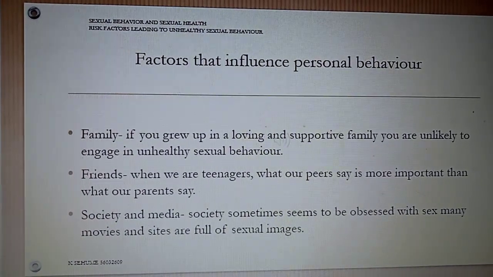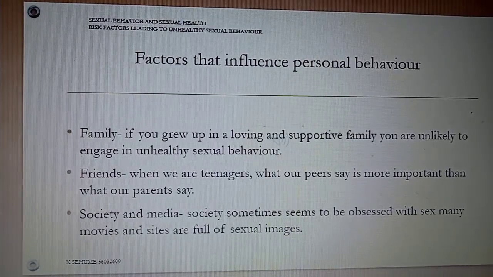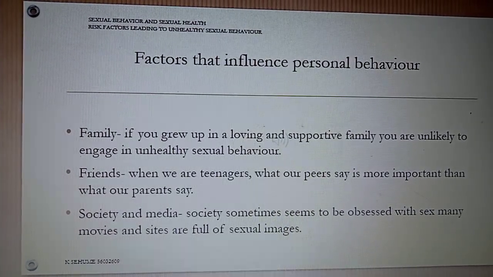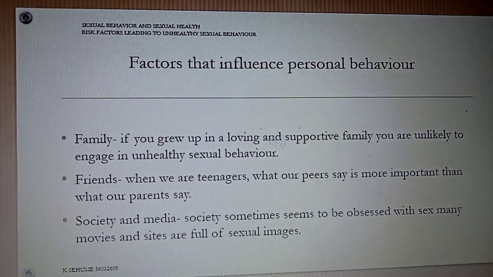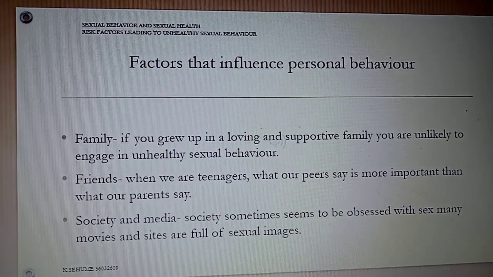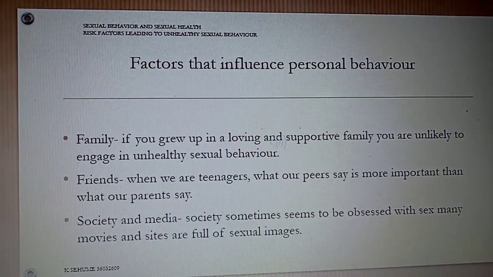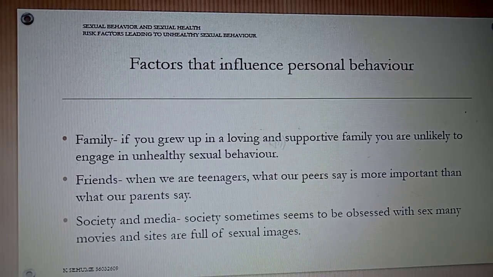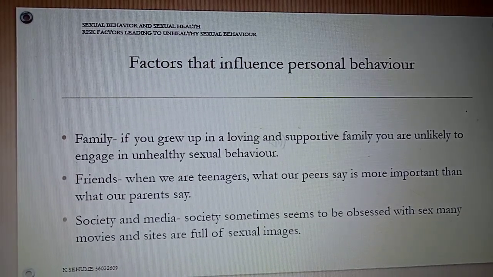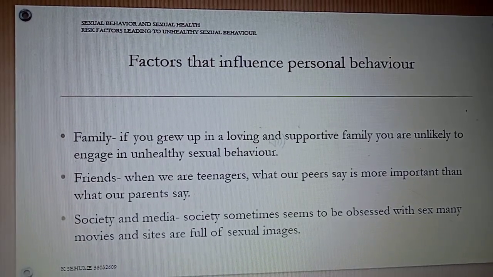Family. If you grew up in a loving and supportive family, you are unlikely to engage in unhealthy sexual behavior, because in that state, your parents, your guardians have created room for you to be comfortable around them. They have talked to you about what is right and what is wrong. If you find yourself in a tricky situation, you are able to know what is right and what is wrong, because of the conversation that you had with your family.